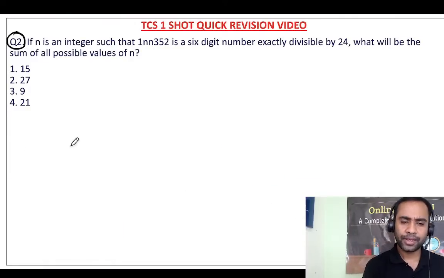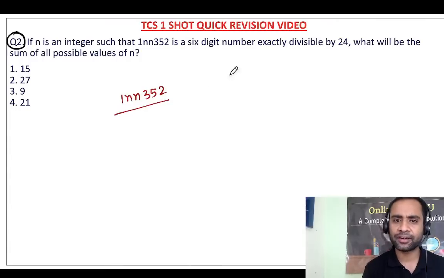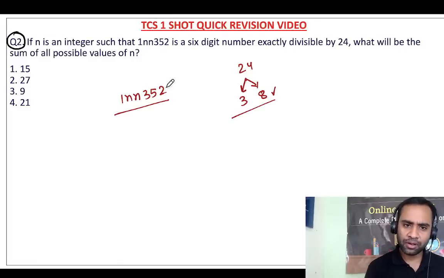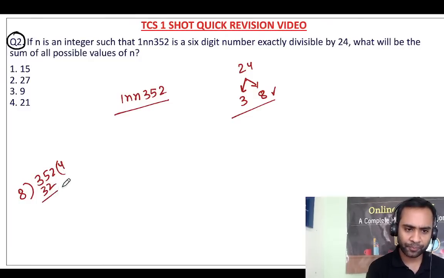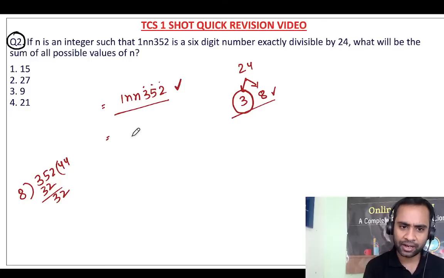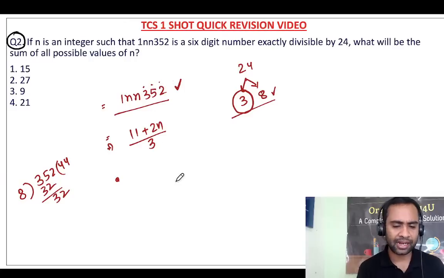Let's see now. So, n is an integer such that 1n352 is a 6-digit number exactly divisible by 24. If a number is divisible by 24, it will be divisible by 3 and 8, because we know the 3 and 8 divisibility rules. Now if a number is divisible by 8, the last 3-digit number should be divisible by 8. So 352, 8 fours are 32, that means this particular number is divisible by 8. Now if the number is divisible by 3, then the sum of the digits should be divisible by 3. So 3 plus 5 is 8, 8 plus 2 is 10, plus 1 is 11. So 11 plus 2n should be divisible by 3.